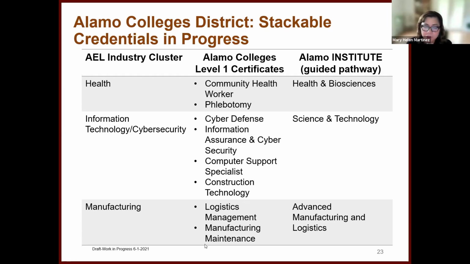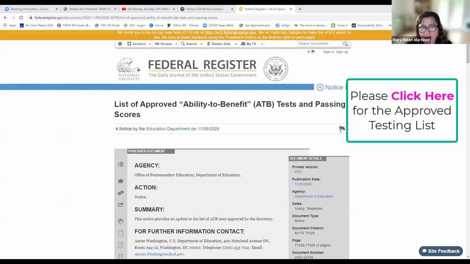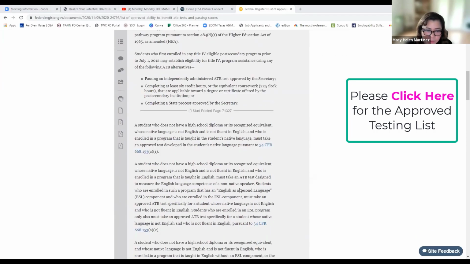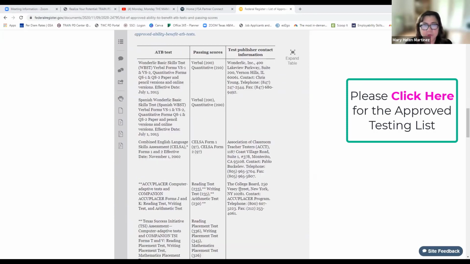No, there's several options. If we can open that web page, Olga, to the last slide or one of the last slides, that list of approved tests. Okay, is this it? Approved? That's the Federal Register. If you scroll down, it'll tell you. That was in November of 2020 when they updated it. Go all the way down. Here are the approved tests. So it's Wonderlic, the basic skills test, and there's the passing scores, right?